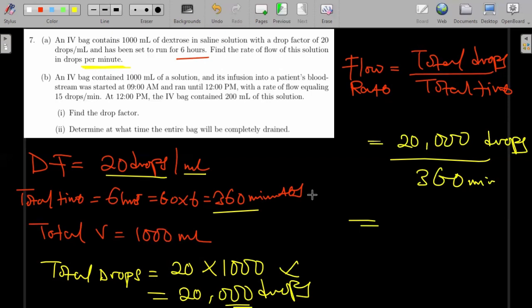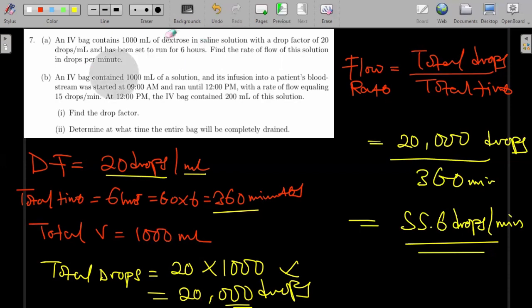I'm getting approximately 55.6 drops per minute. So this is the flow rate. That's how we solve question A. We found the answer to be 55.6 drops per minute. All right, so now let's look at B.